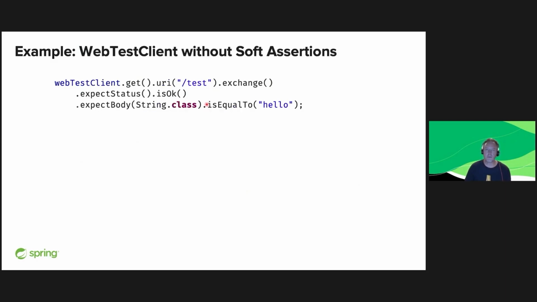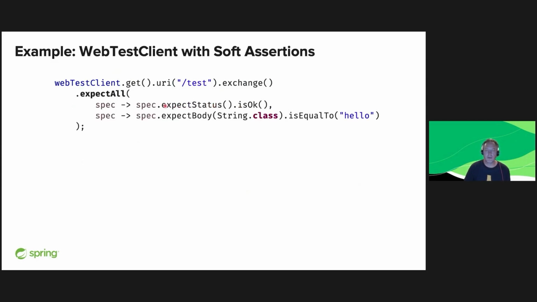Here we have a similar example with the WebTestClient, which has a fluent API. So webTestClient get uri exchange, and then we're saying expect status is okay, and expect body converted to a string is equal to hello. And this has the same downside that we had with MockMvc. If the first one fails, then it stops there and does not even attempt to make the other assertions.